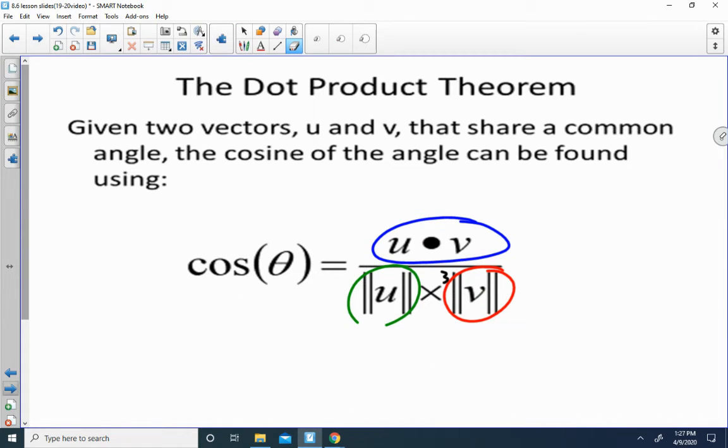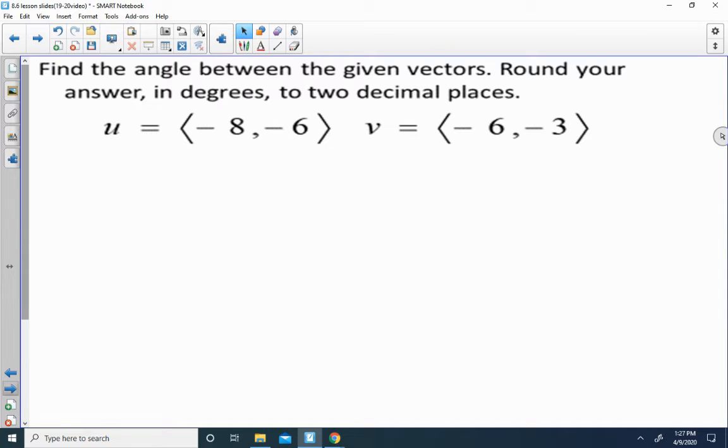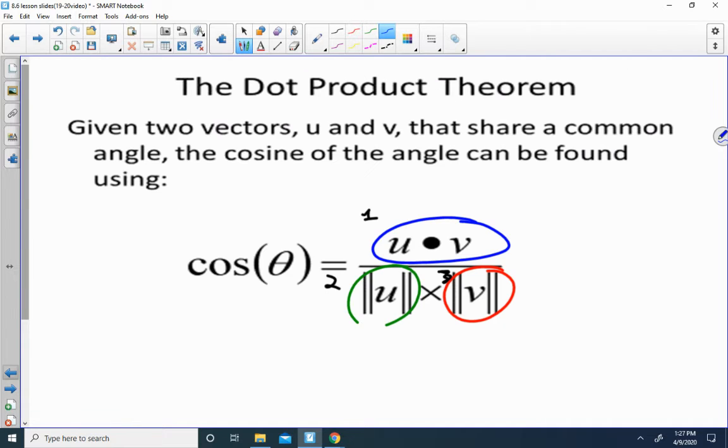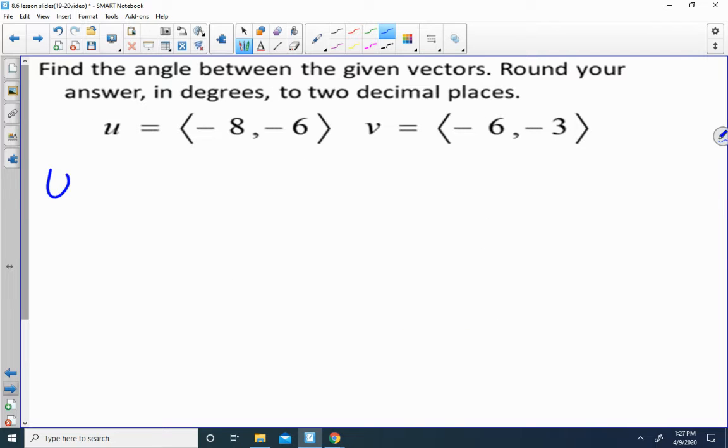So let's begin. I'm going to first begin by finding these 3 components. I'm going to find the dot product, I'm going to find the magnitude of u, and then the magnitude of v. Once I have those 3 parts, well then you put them in the formula. So, say you have this example that we're going to find the angle between these 2 vectors, and then round our answer in degrees to 2 decimal places. So the first thing I'm going to do, I'm going to go ahead and find the dot product of u and v. So u dot product with v. Let's go ahead and do that first.